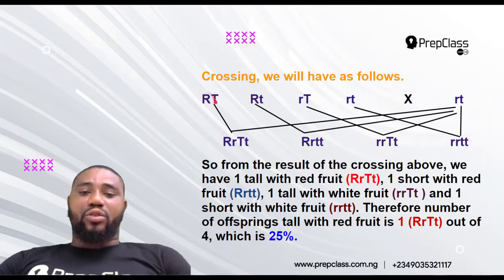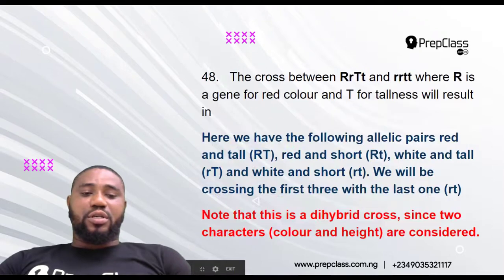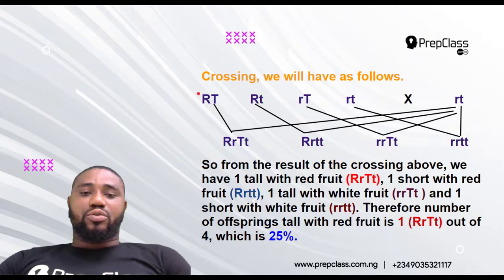So red and tall, red and short, white and tall, white and short. Crossing with white and short, since this last one only has white and short. Okay, so this will cross with this last one.